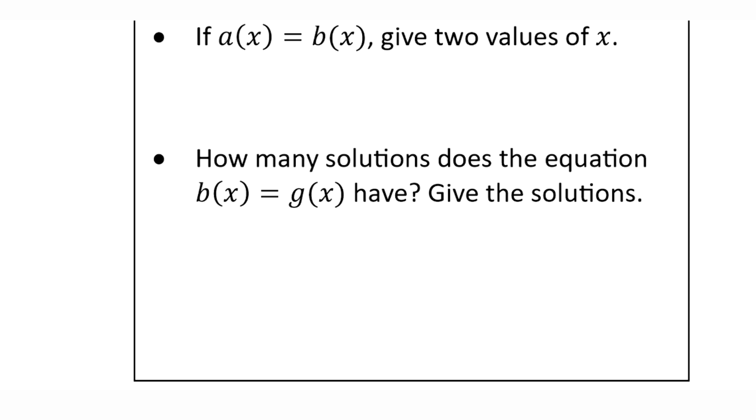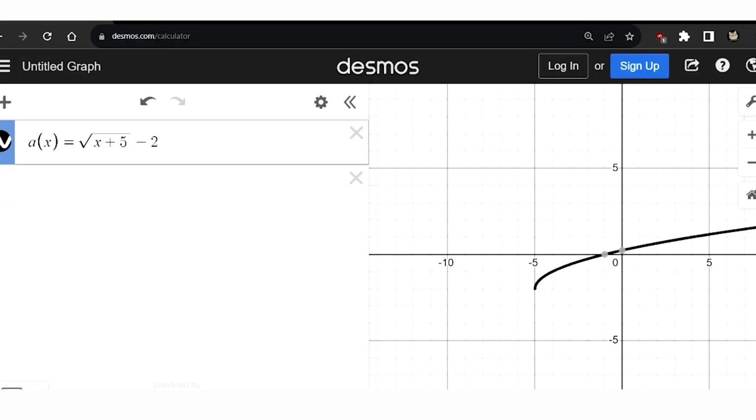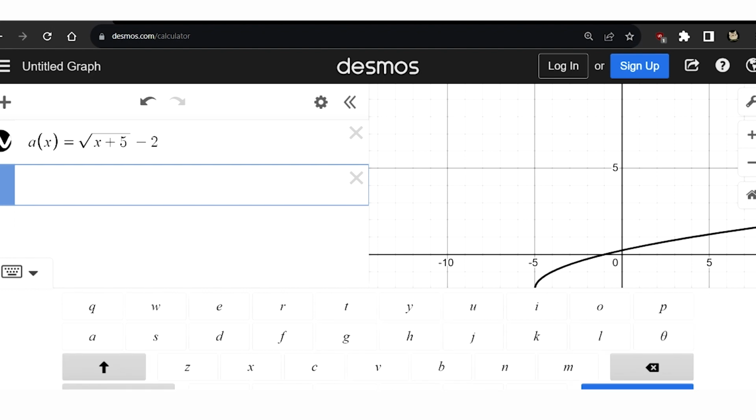For something like this one that says if a of x equals b of x, give two values of x, quite simply, you could write the equation out and try to solve it, but I was hoping you would just rely on some tools, which I will do, and I'll hop on over to Desmos. So I have Desmos open and I already have the graph of a of x. Let me go ahead and type out b of x. So I want to make Desmos tell me what b of x is.